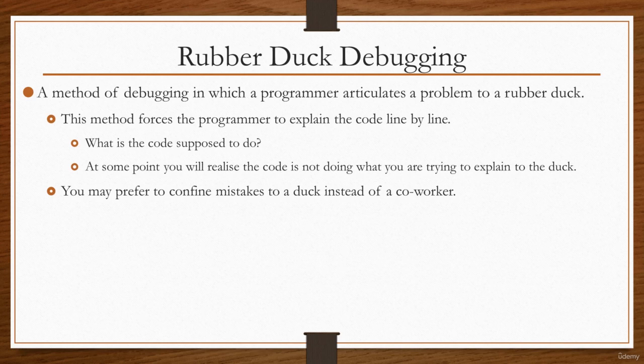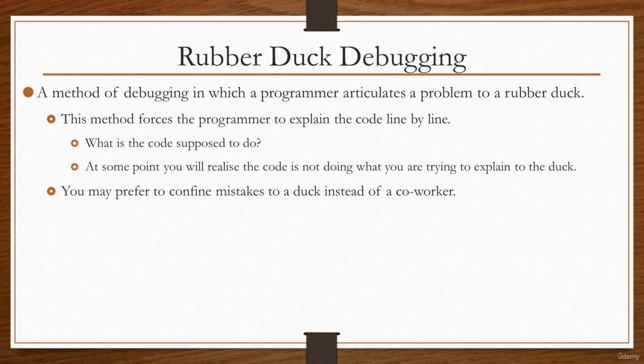And basically, this method is going to force the programmer to explain to the rubber duck what the code is supposed to do line by line. At some point, the programmer will realize that the code is not doing what the programmer intended. That is what the programmer explained to the duck, and then of course, in that way you can find where the mistake is. Now, of course, you might want to ask a coworker, a fellow programmer, but you may prefer to confine your mistakes to a duck.